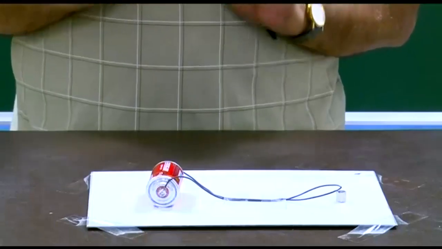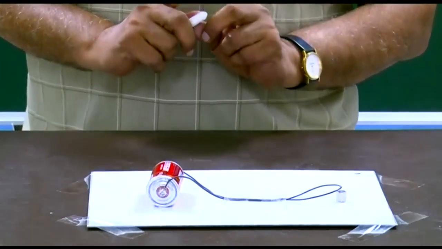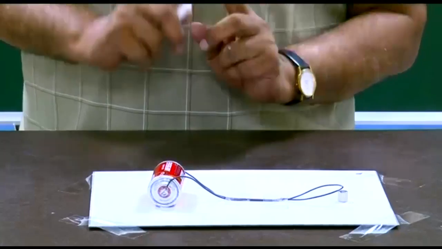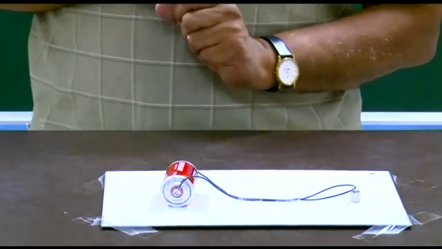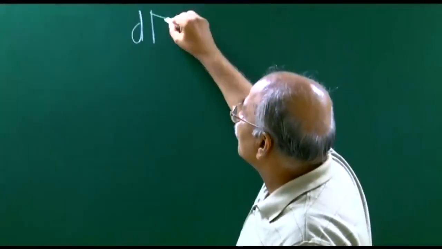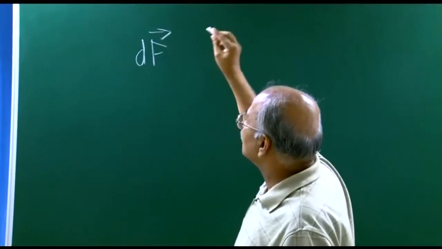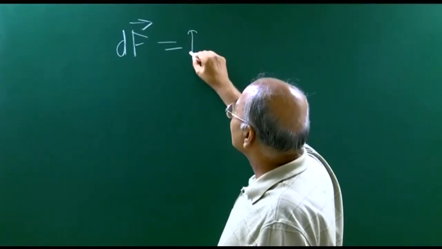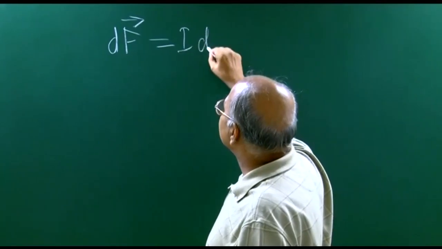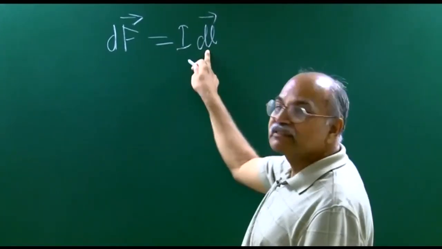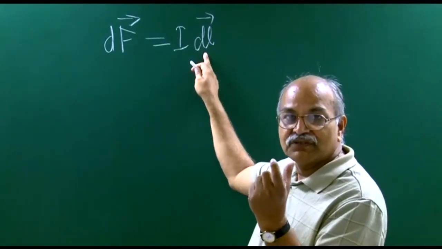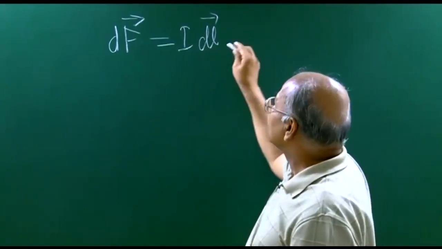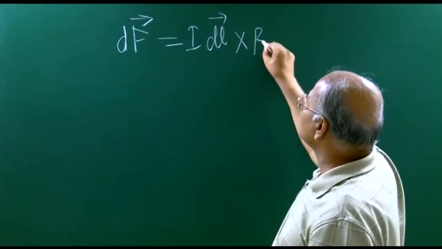And what is the basic formula for calculating force due to a magnetic field on a current carrying wire? The basic formula is: the force on a small part of the wire is I, the current, times dl, the direction in which the current is going and the length on which you are calculating the force, cross product with the magnetic field vector, B.